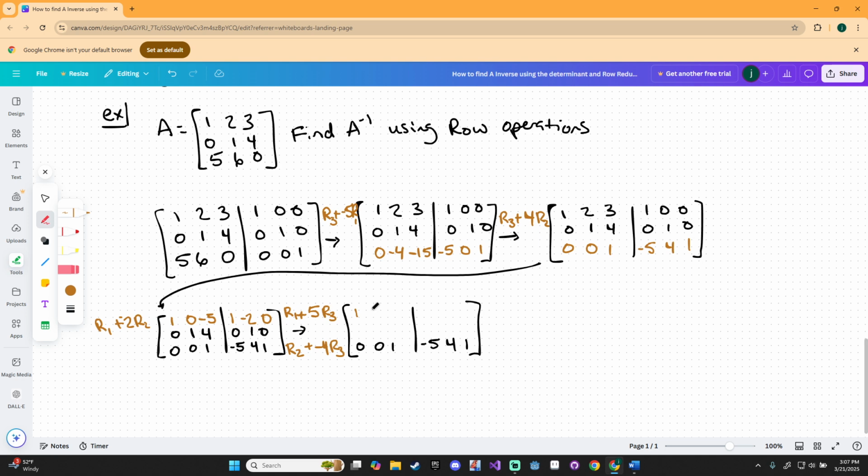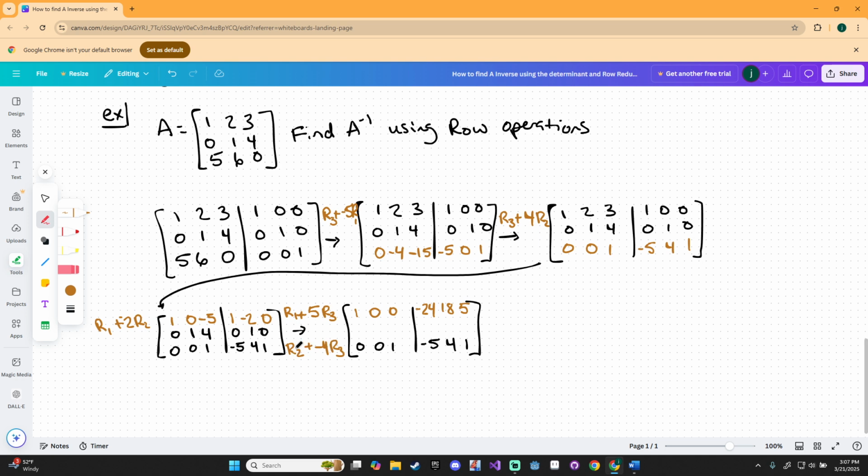We have 1, 0. 5 plus 5, we have 0. So we're going to do -5 times 5. Okay, so we have -5 times -5 plus 1, -24. We have 4 times 5 is 20, plus -2, we have 18. And then we have 5 times 1 is 5, plus 0, we have 5.